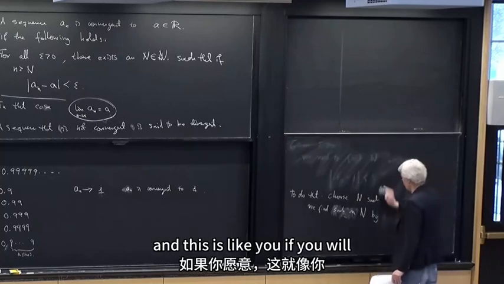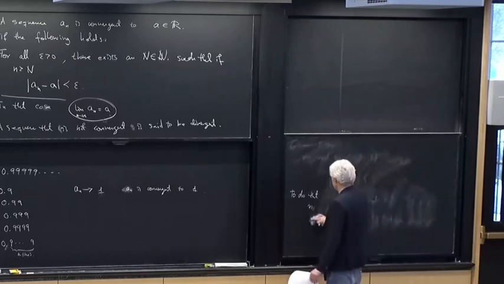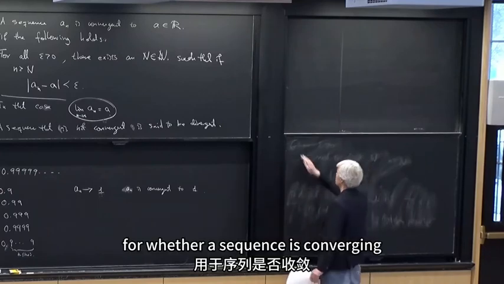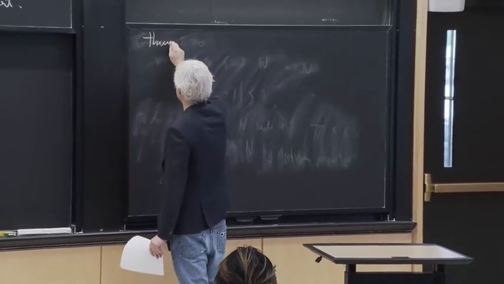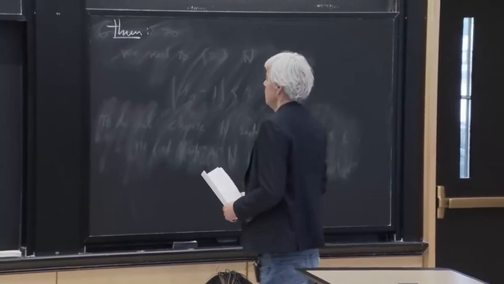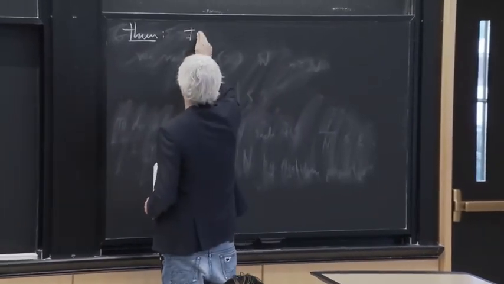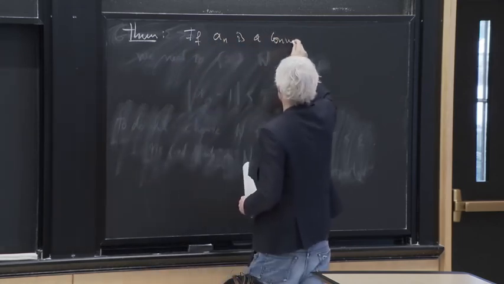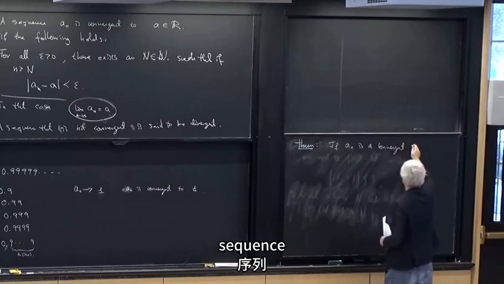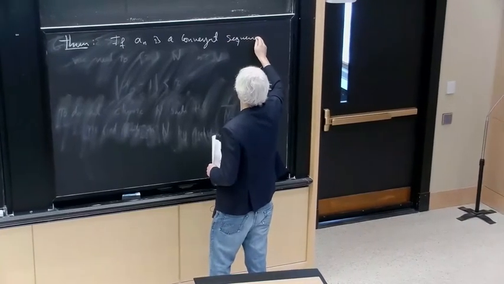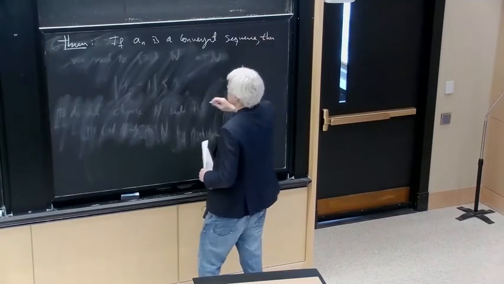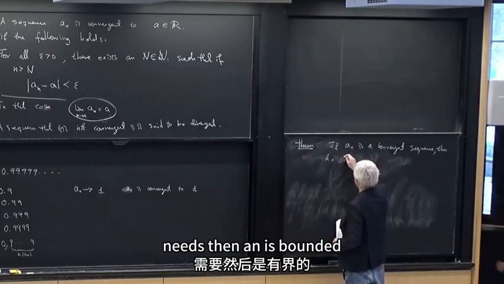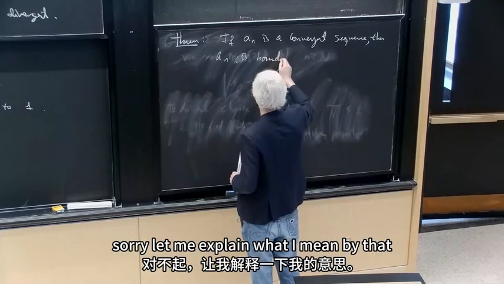And this little lemma is like, if you will, the first test for whether a sequence is convergent. So, theorem: if a_n is a convergent sequence, then a_n is bounded. Sorry, let me explain what I mean by that.